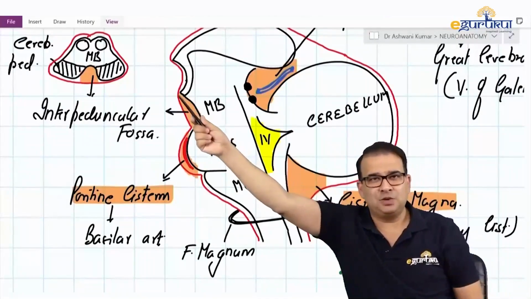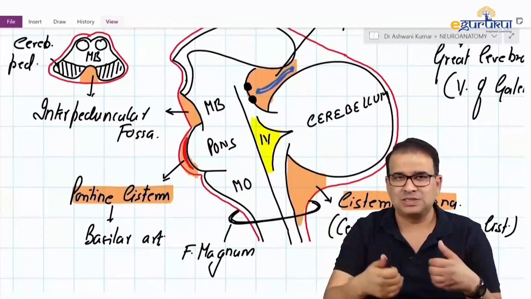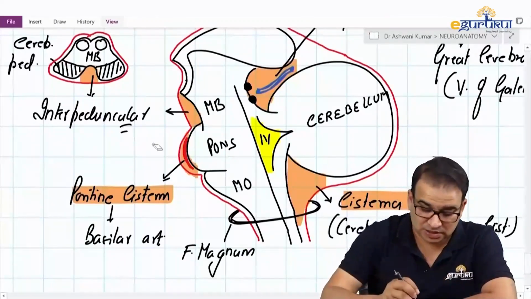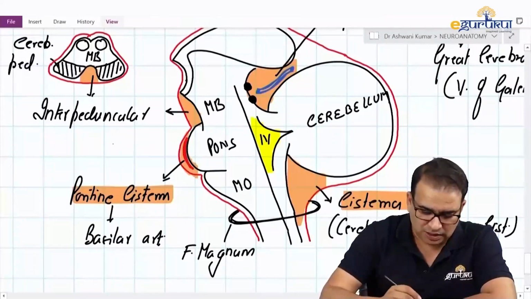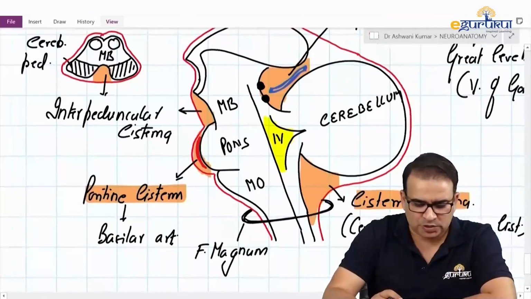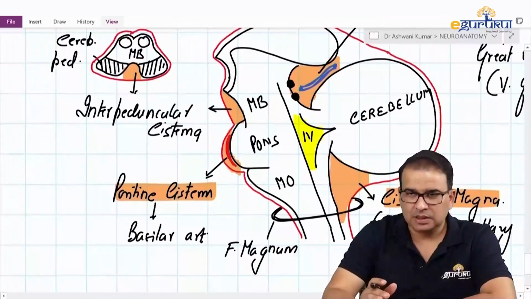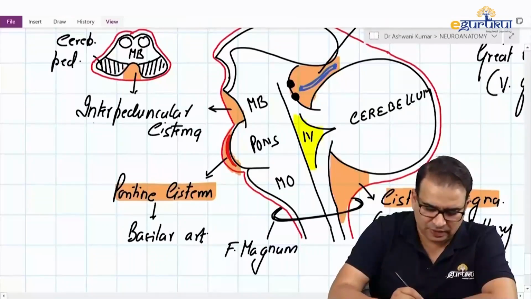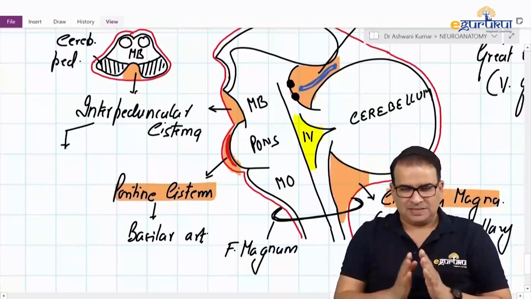So that's the same thing that you see in the transverse section between the two cerebral peduncles, called the interpeduncular cistern, I should say now. Interpeduncular cistern, which is in the fossa. What we expect to see in the interpeduncular cistern, apart from CSF? Well, the basilar artery.